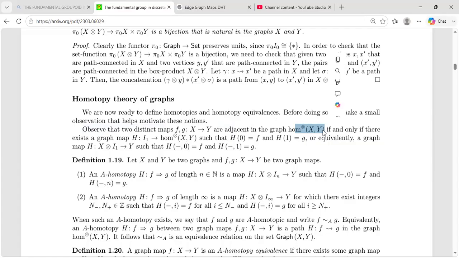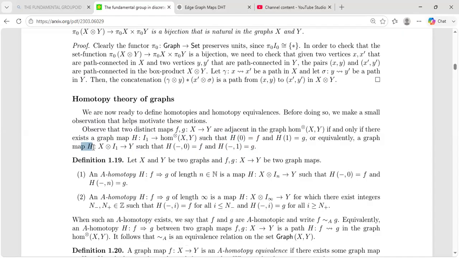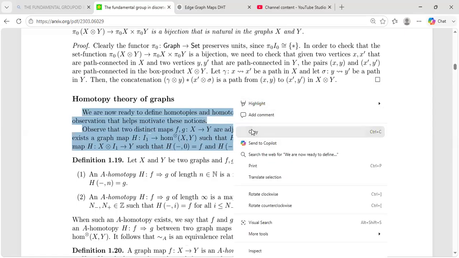सो ग्राफ internal hom के अंदर ही adjacent होंगे if and only if there exists a graph map h from I_1 to Hom star(x, y) such that अगर हम 0 सब्सटीट्यूट करें तो f मिलेगा, 1 सब्सटीट्यूट करें तो g मिलेगा। And equivalently, h is a graph map from the box product x with I_1 to y such that h of (dash, 0) is equal to f and h of (dash, 1) is equal to g. So let's read this definition in detail.